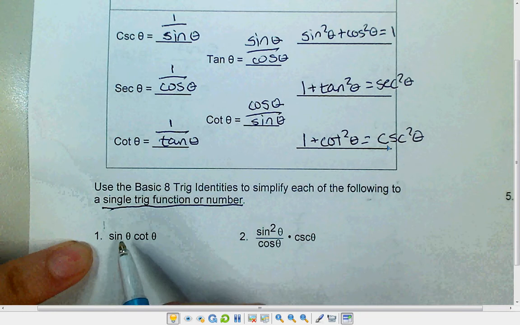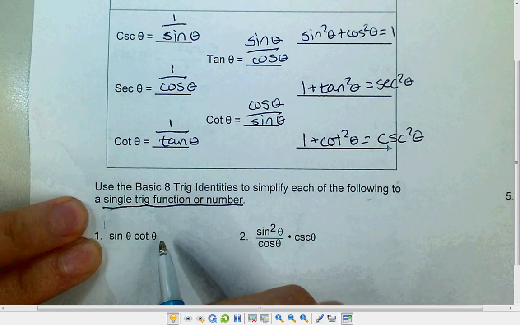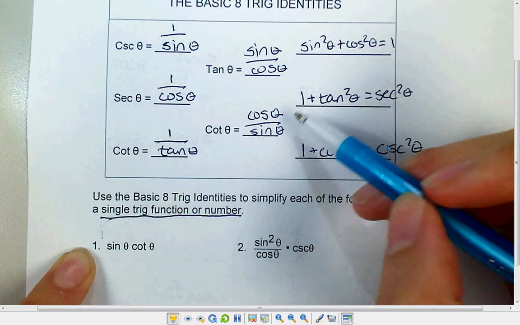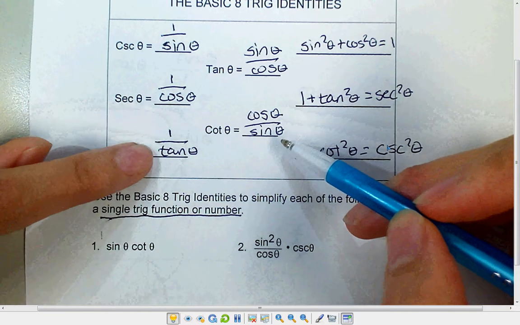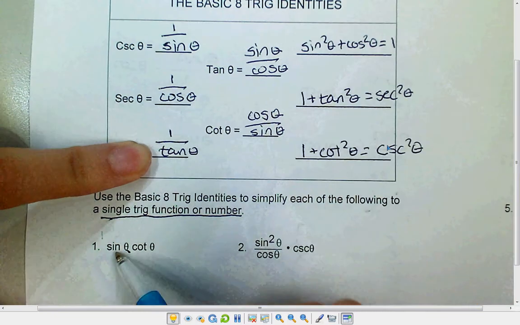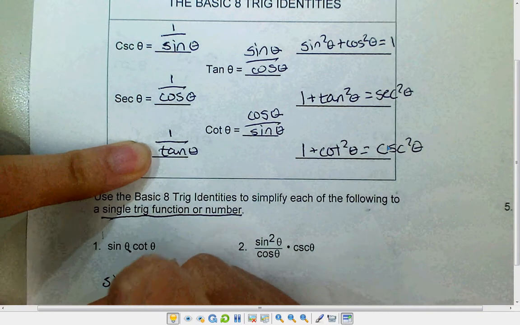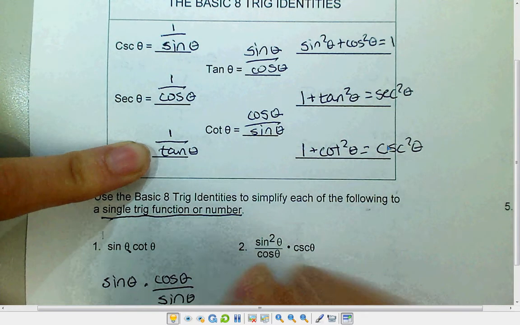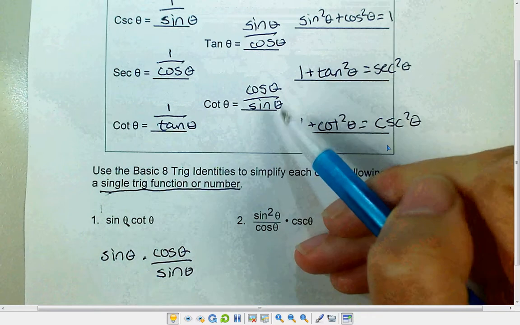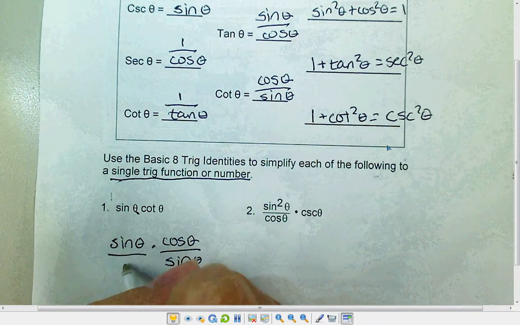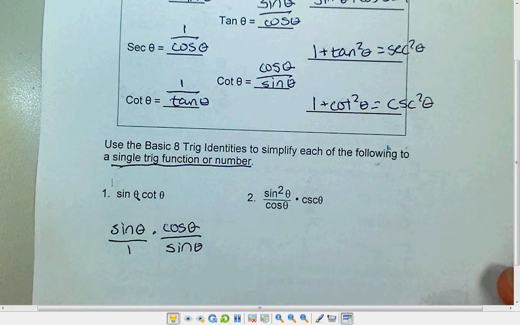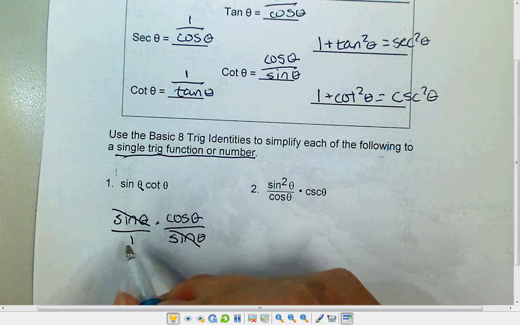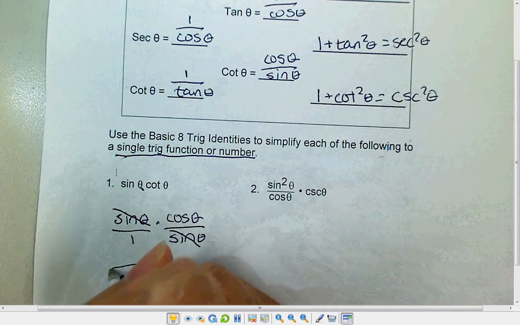This is sine of theta times cotangent of theta. So the identity that we're going to use here, we know that cotangent is cosine over sine. It's also 1 over tangent, but I'm going to use cosine over sine because this one has a sine right here. So if I replace cotangent with cosine over sine, because cotangent is the same thing as cosine over sine, I'm going to turn sine into sine over 1. Now I can simplify this because there's a sine on top and on bottom. They can cancel out. And this just leaves us with cosine over 1. So this is just cosine.